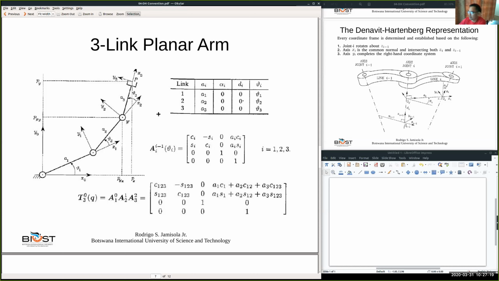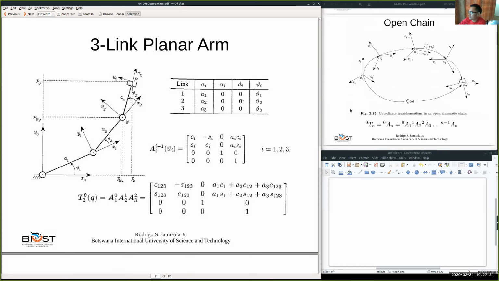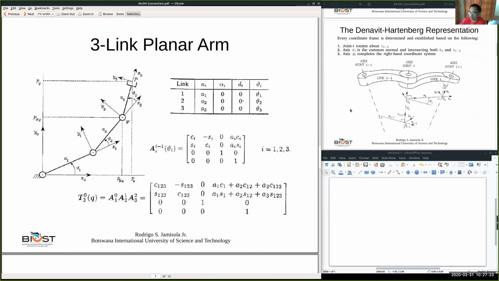In this example, we follow the assignment of the DH convention, and we say that joint i rotates about the Z i minus 1 axis. So let's open the annotation.